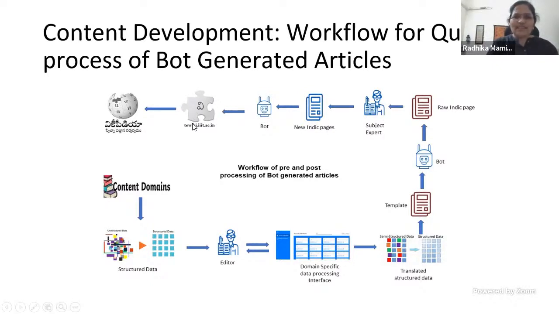Then this is a sandboxed wiki where most of our work is carried out. From here, we upload it to the universal or the global Wikipedia. This is the flow of our work, and you can see that the editors or the subject experts ensure the quality of the articles.